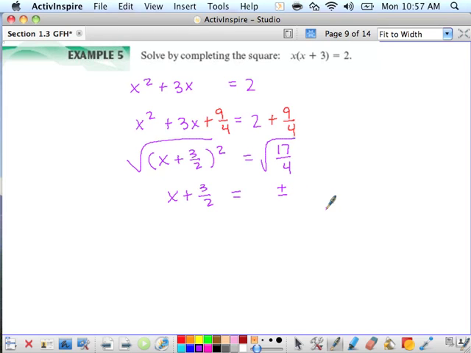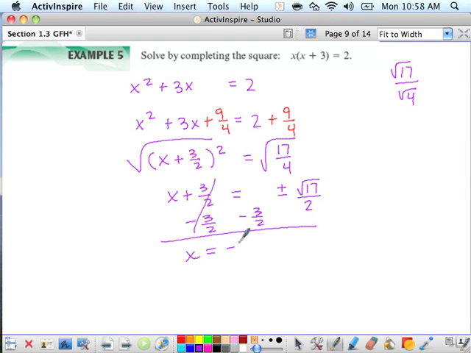Now we have to split up the top and bottom and simplify them separately. So the square root of 17 over the square root of 4. Well, the square root of 17 won't simplify, so we'll leave that. But the square root of 4 becomes what? 2. Which is nice because now they have a common denominator. Then we move the 3/2 to the other side, and when we do, we get x equals -3/2 plus or minus the square root of 17/2.